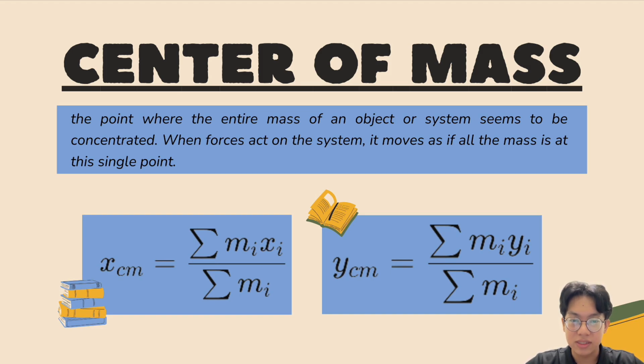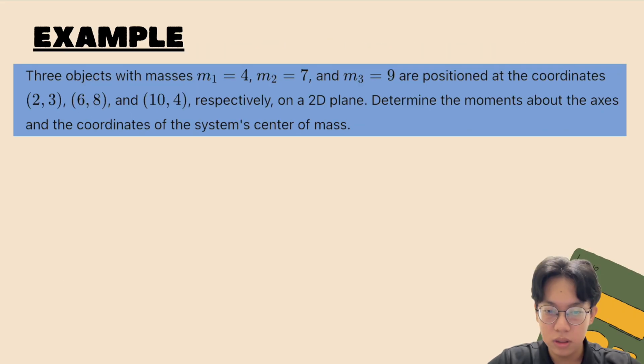To calculate the center of mass in a two-dimensional system, we use these formulas. x for the center of mass equals the sum of m_i x_i divided by the sum of m_i, and y for the center of mass equals the sum of m_i y_i divided by the sum of m_i. These represent the weighted averages of the coordinates, where the weights are the masses of the individual points in a system. Now, let's look at an example to apply these formulas.